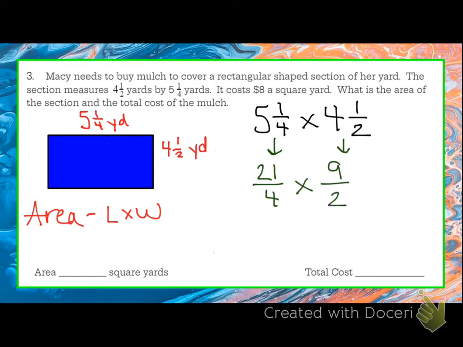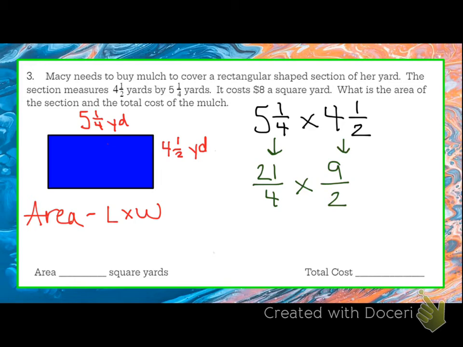And again, we want to make sure we can simplify ahead of time. So if I look at this problem, I can't do anything with 21/4. I can't do anything with 9 halves. If I look at 21 and 2, there's nothing I can do there. And same thing with 4 and 9. So unfortunately, we have to multiply across.